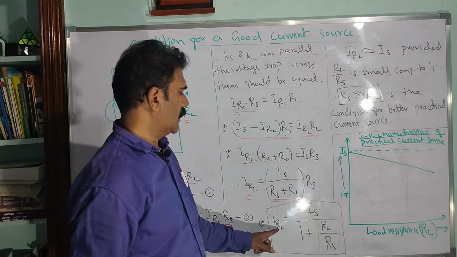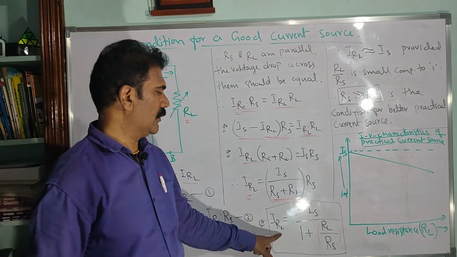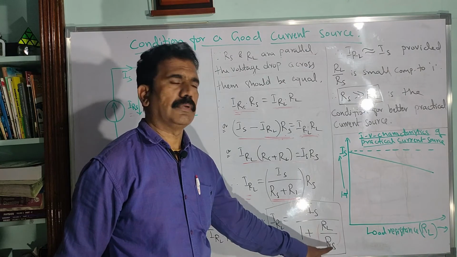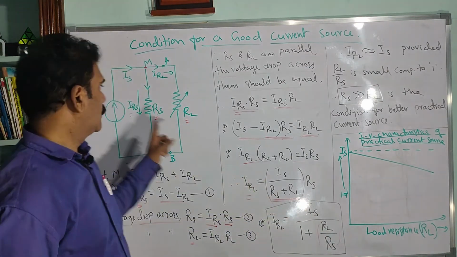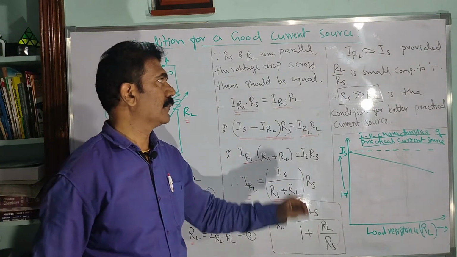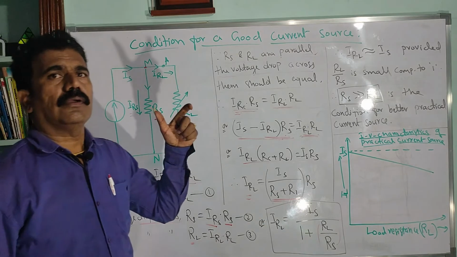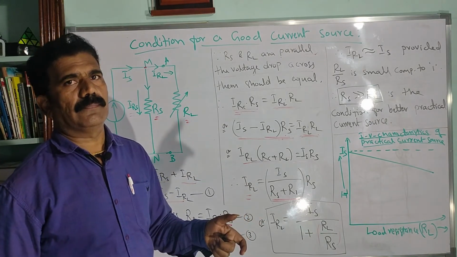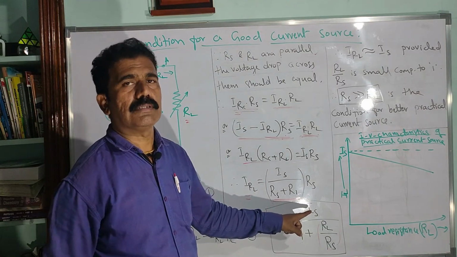So IRL, you have to remember, the equation for current through the load resistor RL depends upon the ratio RL by RS. Basically it depends upon the ratio of the two resistors. And IS is the current obtained from the source. To say the current source is a good source, in fact not an ideal source. Ideal source means what? IRL should be equal to IS exactly, but that is not possible, I said.